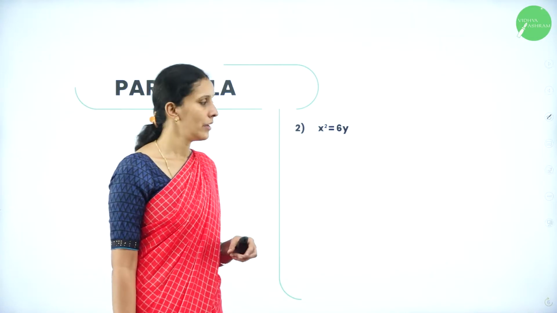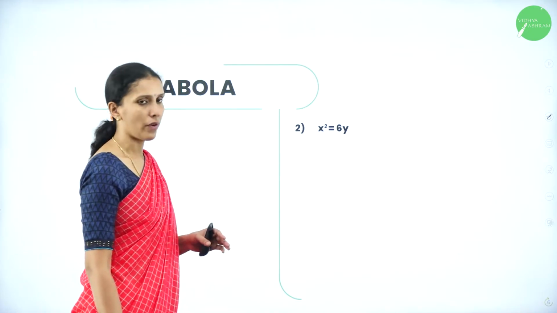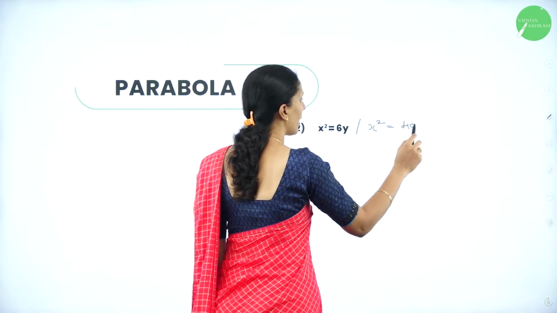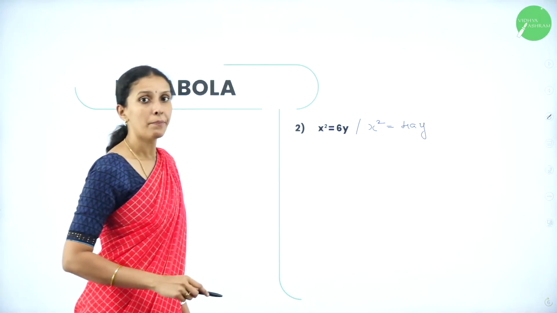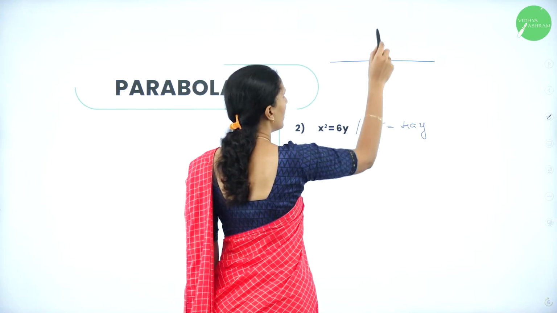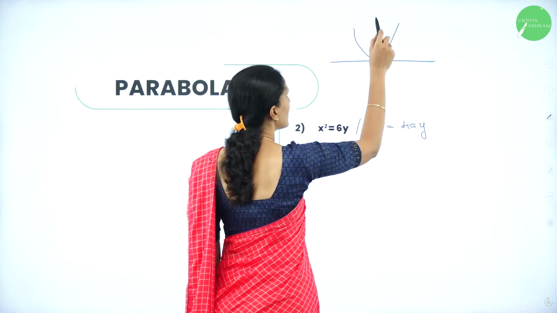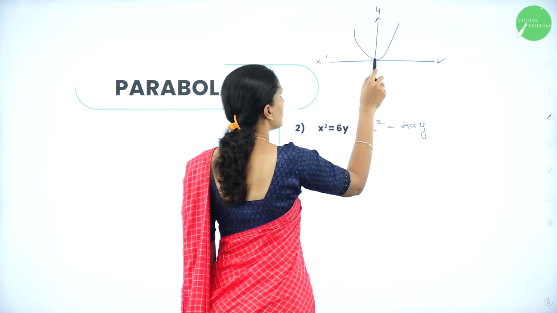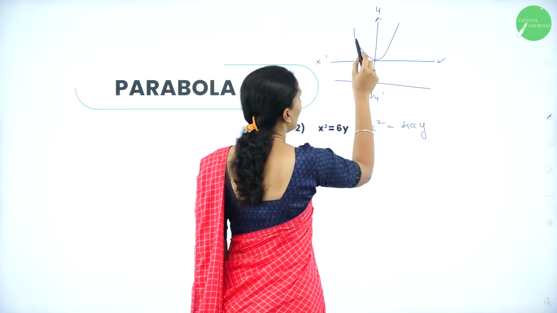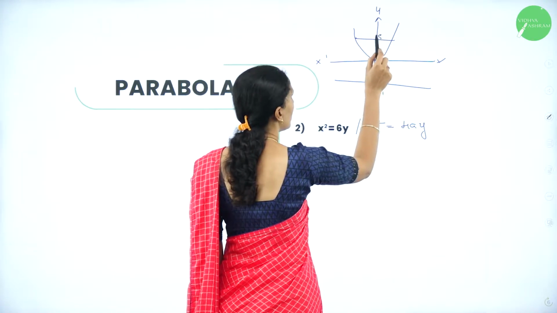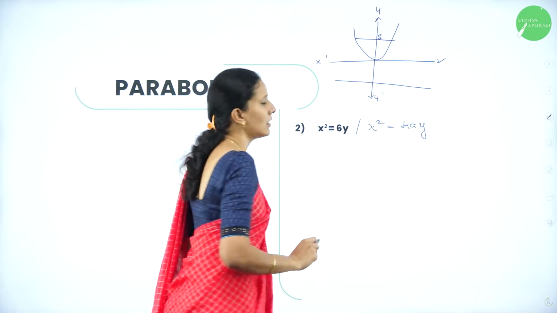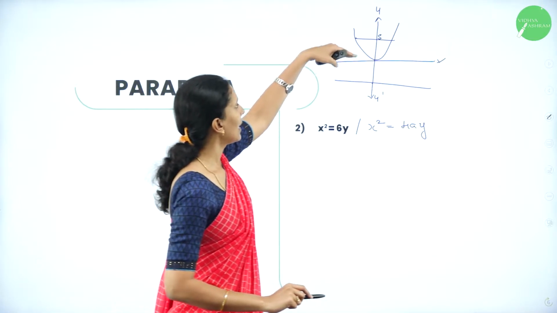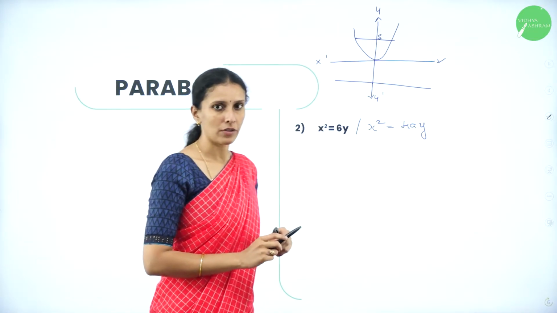Let's see the second one. x square is equal to 6y. You can compare this with x square is equal to 4ay. Clearly it is an upward parabola. Upward parabola means symmetric towards the y-axis. So the x-axis becomes the tangent. The directrix is here, and the latus rectum is at a distance a. Let this be the focus. So this is the directrix. Directrix lies in the negative side of the y-axis. Latus rectum lies on the positive side of the y-axis.